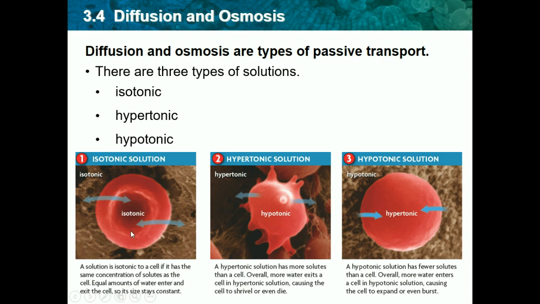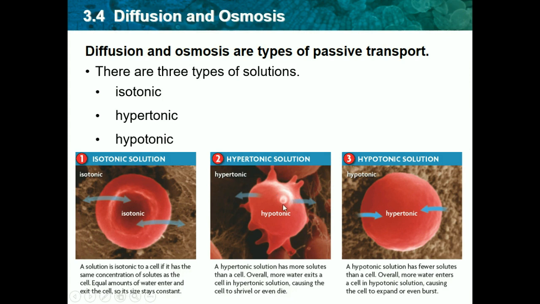So we want an isotonic, but sometimes we get hypertonic. Let's say the outside of the cell is hypertonic. That means the outside part has more molecules, which means it must have less water. Because if it has more of the solute, it has less of the solvent, which is water. So hypertonic has less water, so the solution contains less water than inside the cell.